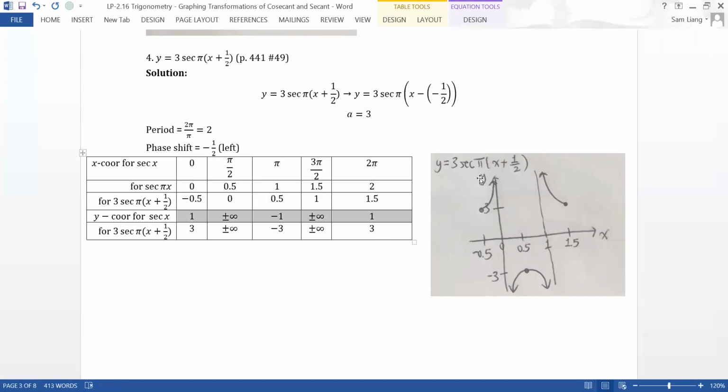Okay, for the graph itself, you just graph these coordinates. This row is the x coordinates. This last row are the y coordinates. And then you have negative 0.5, 3 here, asymptote at the y-axis. 0.5, negative 3 is here, then 1 asymptote there, and then 1.5, 3, which is shown here. And then you draw your loops in. Here's the first loop, negative loop, and then the second positive loop. And that would be your secant graph for question 4.